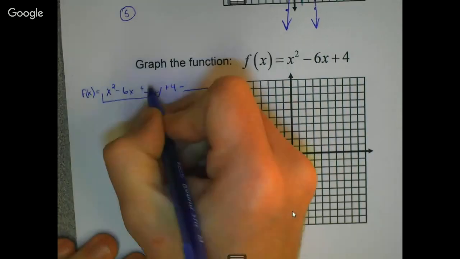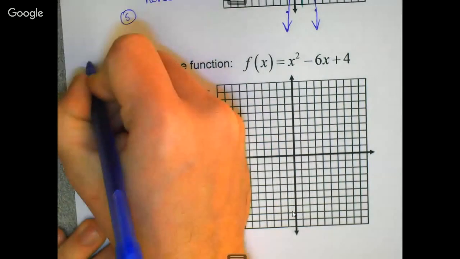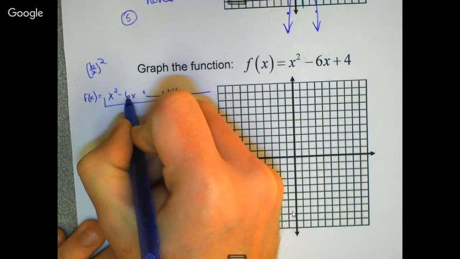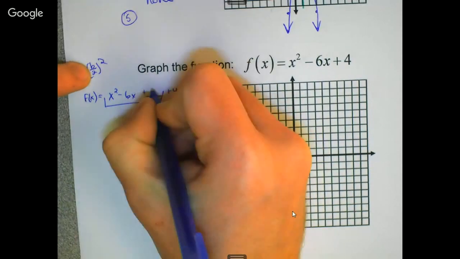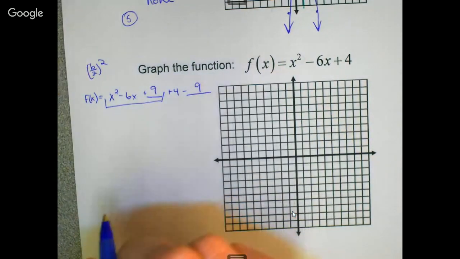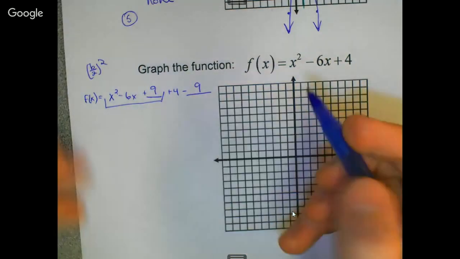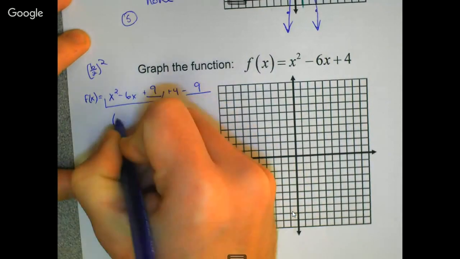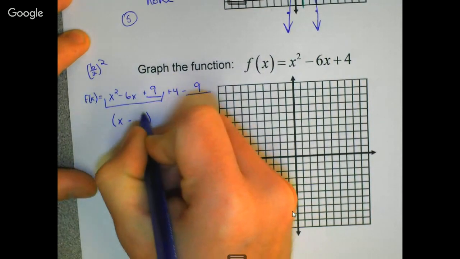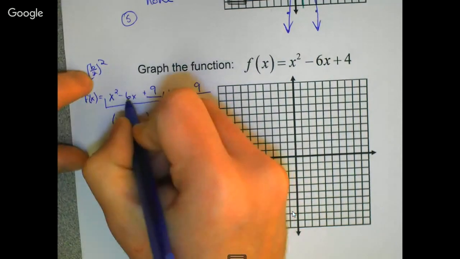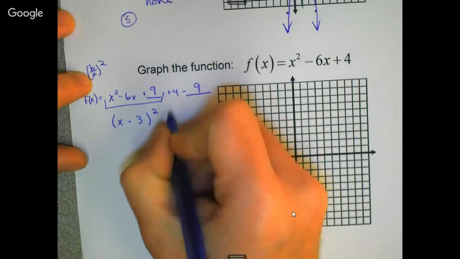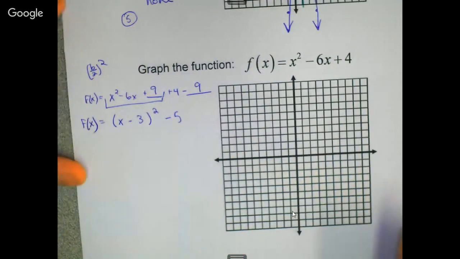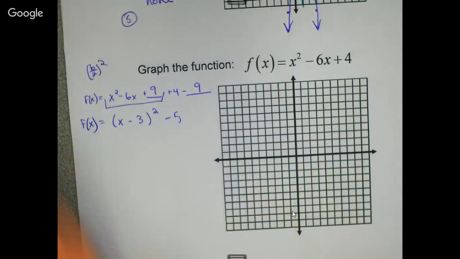Well, how do I get this number in here? That's b divided by 2 squared. So that's -6 divided by 2, which is -3, squared is 9. So we're going to add and subtract 9 to this same thing. Now this becomes a perfect square. So x minus, remember the number that went here was b divided by 2, so 3 squared, and then -5. And we're done. This is now in vertex form.